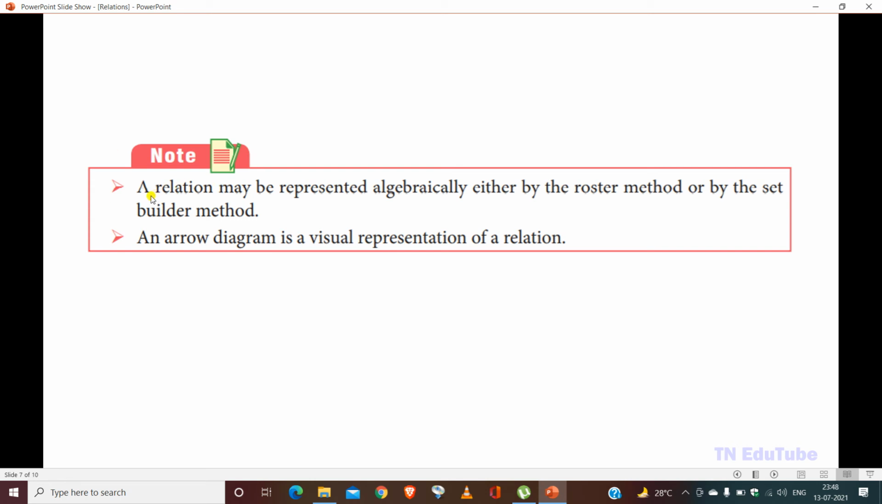Here one note is there. A relation may be represented algebraically either by roster method or by set builder method. In 9th standard, you have already learned what roster form is. You have to list out the elements separating with commas, isn't it? That is roster form. Set builder form means you have to write some basic rule to create that set. So in these two ways, you can denote the set. And also, arrow diagram is a visual representation of a relation. Visually, we can represent the relation with an arrow diagram.